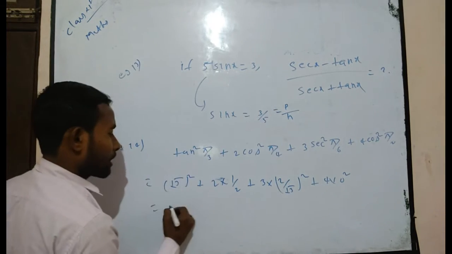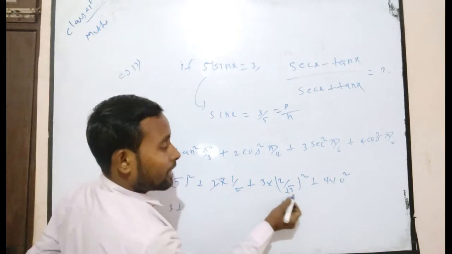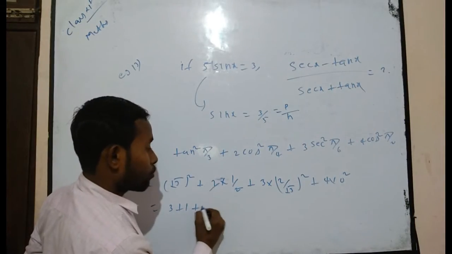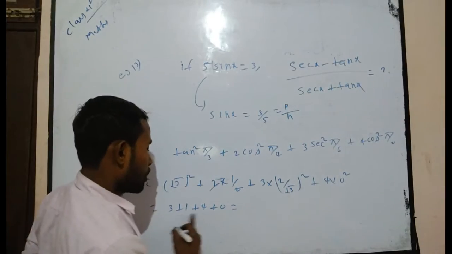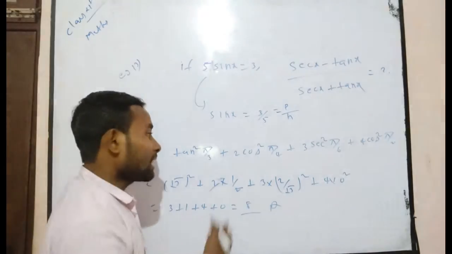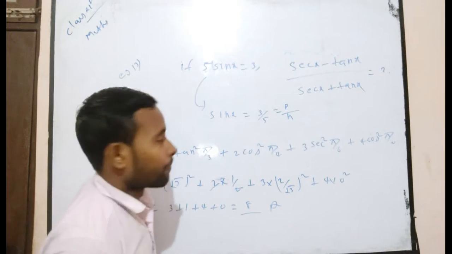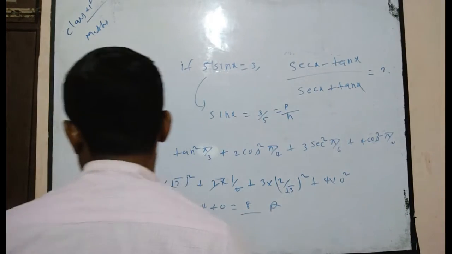After calculating it, you get 3 plus 2 to cancel and root 3 whole square, that means 3 cancels. Finally you get 4, so 3 plus 1 plus 4 plus 0, finally you get 4 plus 3 is 7, plus 1, 8. It is the final answer of this question. I think this is very simple, only there is a difference between radian and degree. Now we take the next example.